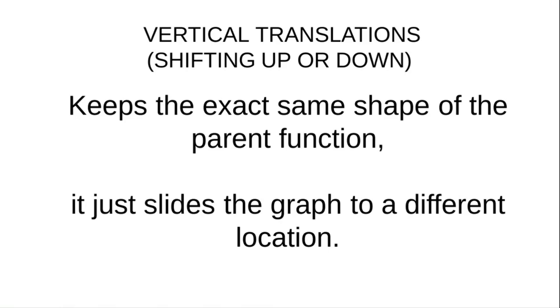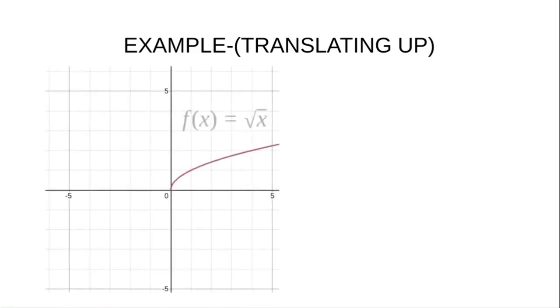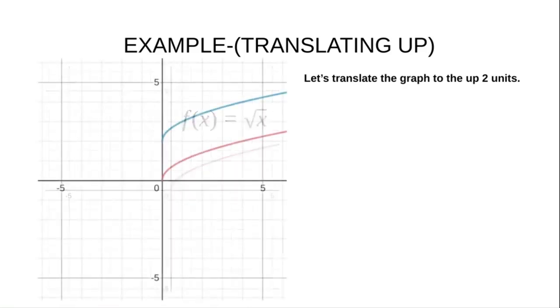So this will be a vertical translation of the parent function that we're going to be looking at. And so as we get into the idea of what it means to translate up, I have to look at my parent function. That's that red graph that you see. The equation that describes that red graph is f of x equals the square root of x. And then if I want to show translating up as an example, if I want to translate this graph up 2 units, it would look something like this. So the blue graph is the parent function when it's been translated up 2 units.